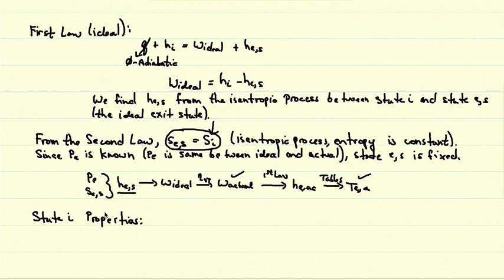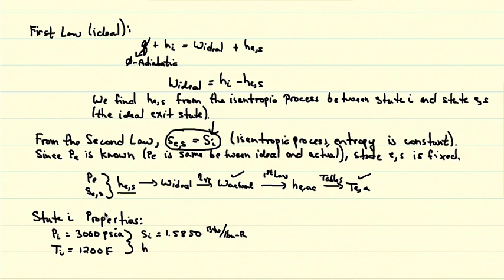My two known properties at state I are pressure, which is 3000 psia, and temperature, which is 1200 Fahrenheit. And I can use these two pieces of information to look up my inlet entropy, which is equal to 1.5850 BTU per pound mass Rankine. And since I know I'm going to need it, because it appears in my first law equation, I'm going to go ahead and look up the inlet enthalpy since I'm already there. My inlet enthalpy is 1576.6 BTU per pound mass. And I get both of these values from table A6A.